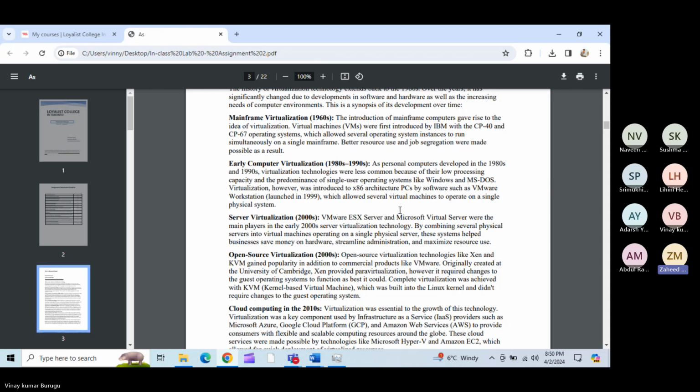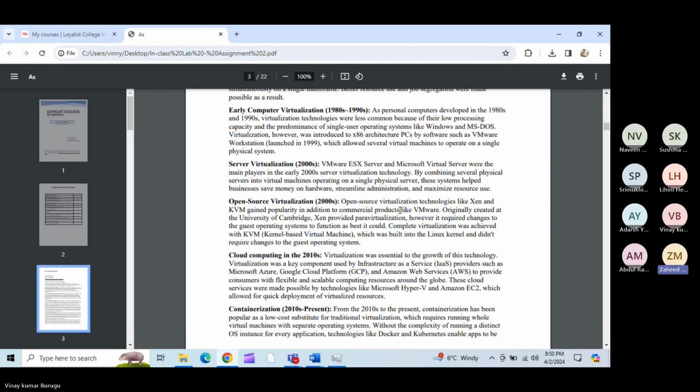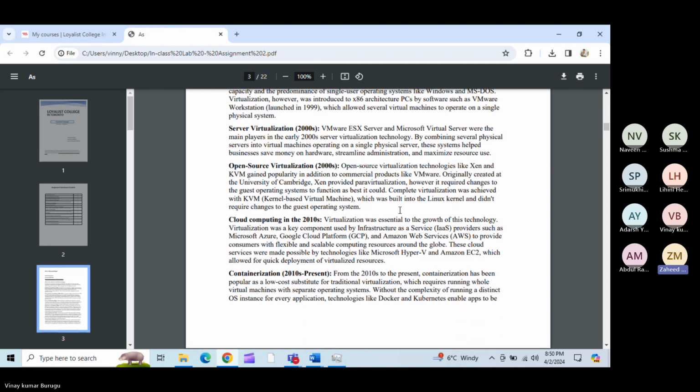However, virtualization was introduced into x86 architecture PCs by software such as VMware Workstation, which was launched in 1999, which allowed several virtual machines to operate on a single physical system. Then in the 2000s, server virtualization. VMware ESX Server and Microsoft Virtual Server were the main players in early 2000s server virtualization technology, by combining several physical servers into virtual machines.